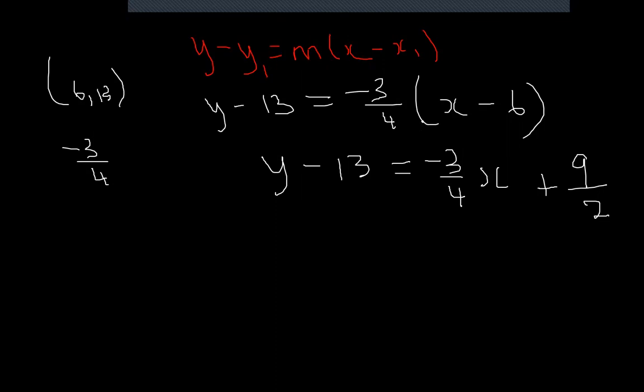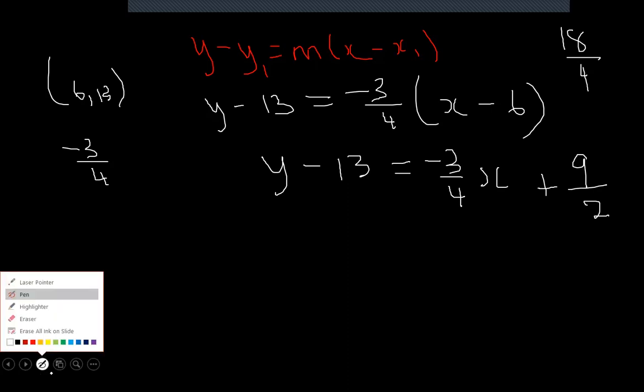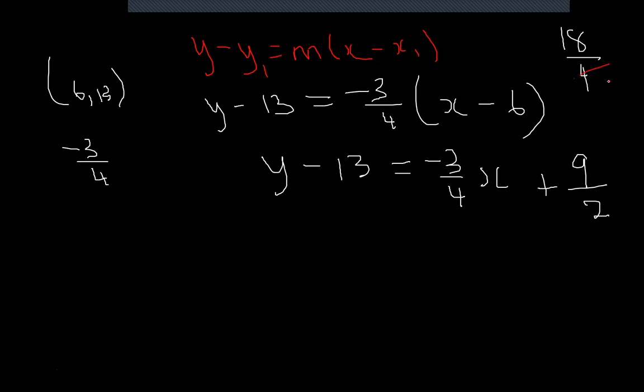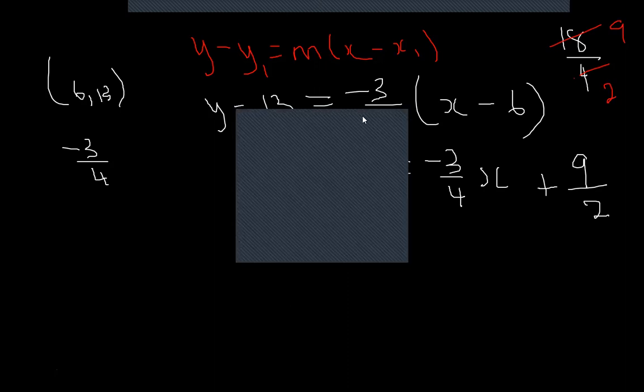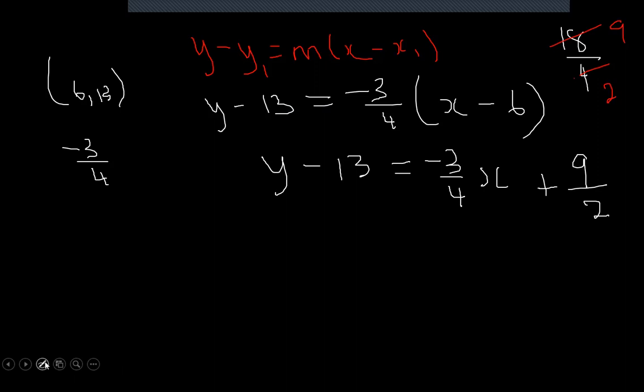Why? Because minus 3 times minus 6 is 18. So you'll get 18 on 4. But this could be reduced. You divide both of them by 2, you get 9 on 2. Hold on, somebody's unmuted.